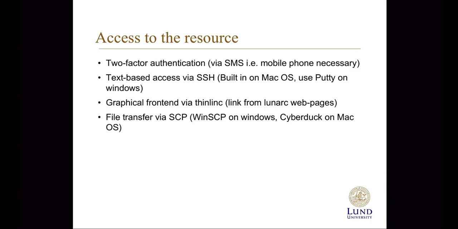How to get access to the resource? Today you need to have a mobile phone, because we use 2-factor authentication. So you log in, you get a second password sent to your phone, and then you're in. We will change that into a token-based system, sort of like Google Authenticator, and that will come during the spring or summer of next year. We have a graphical front end, ThinLinc, which you can download from the Lunarc web pages. For file transfer, you can use SCP, WinSCP on Windows, CyberDuck on Mac OS, or just use SCP if you're familiar with the Unix commands.